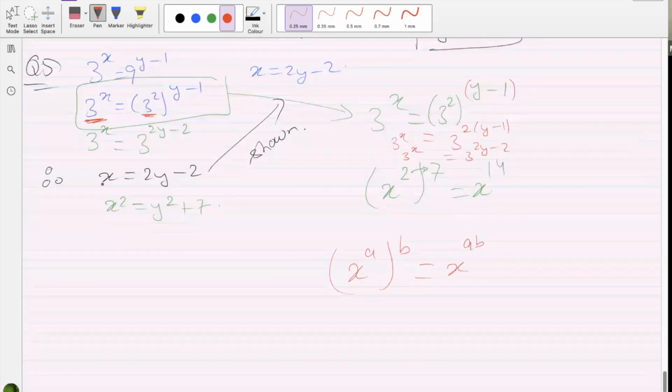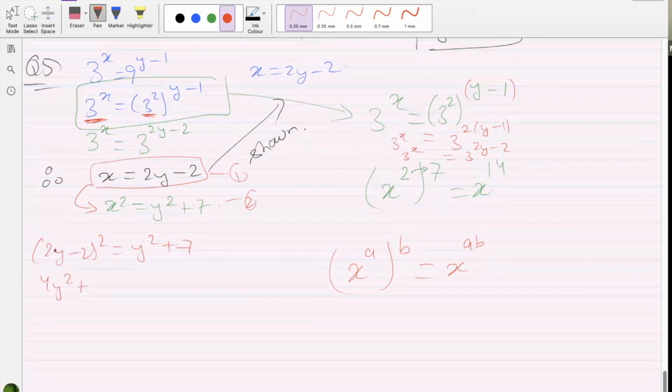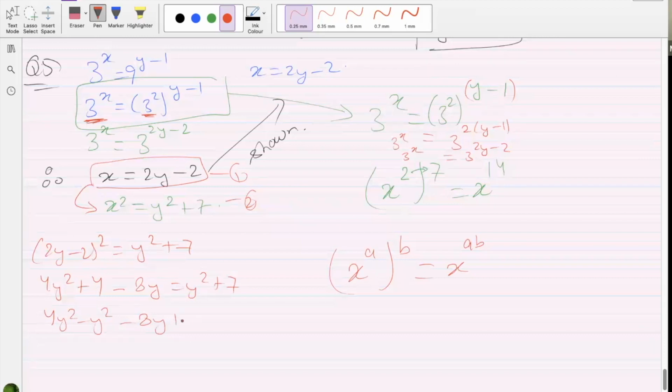The next part was solving these two equations. Luckily, x is already the subject. Equation 1, equation 2. So 2y minus 2 whole squared equals y squared plus 7. Using a squared plus b squared minus 2ab, equals y squared plus 7. Rearrange: y squared minus 8y plus 4 minus 7. 3y squared minus 8y minus 3 equals 0.